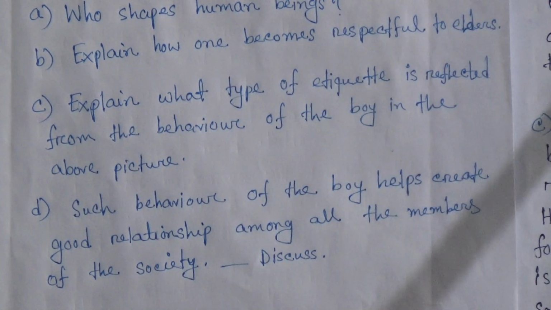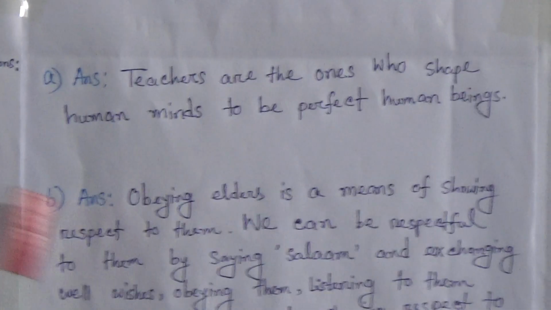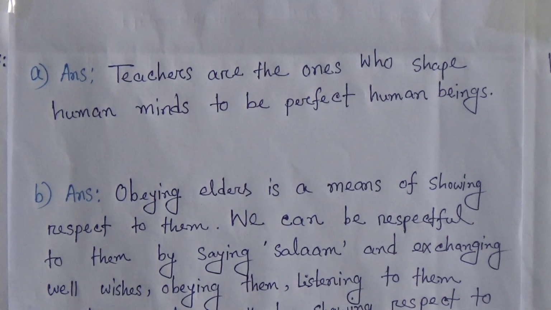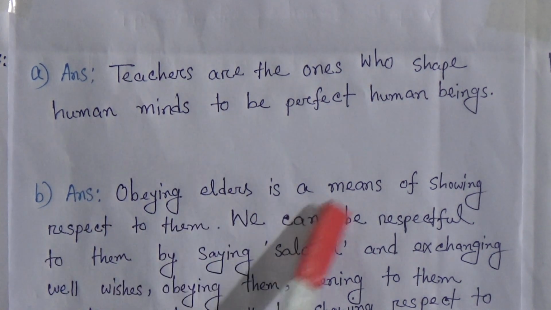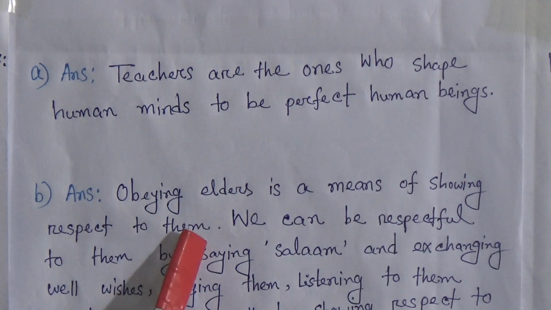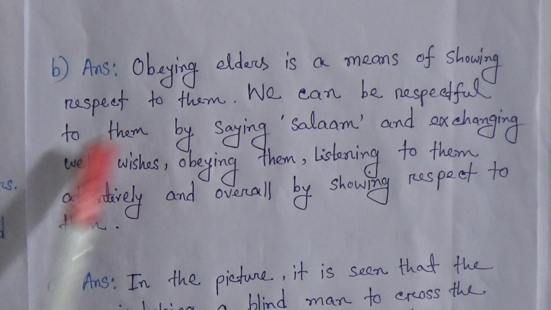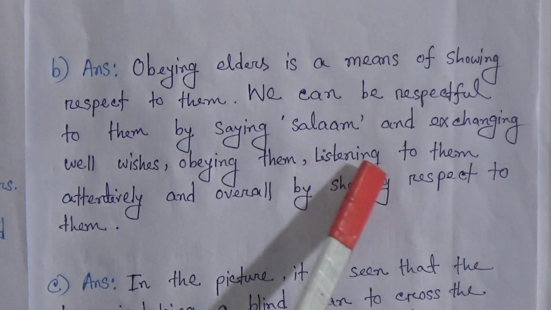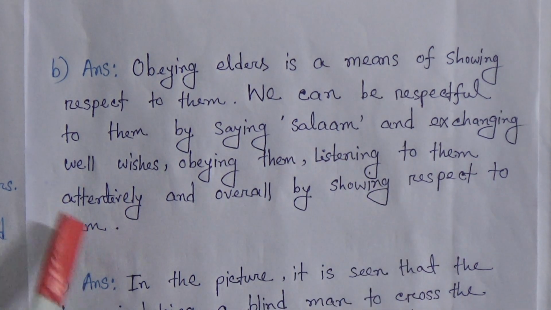Number A. Who shapes human beings? Answer. Teachers are the ones who shape human minds to be perfect human beings. Number B. Explain how one becomes respectful to elders. Answer. Obeying elders is a means of showing respect to them. We can be respectful to them by saying salam or exchanging well wishes, obeying them, listening to them attentively, and overall by showing respect to them.